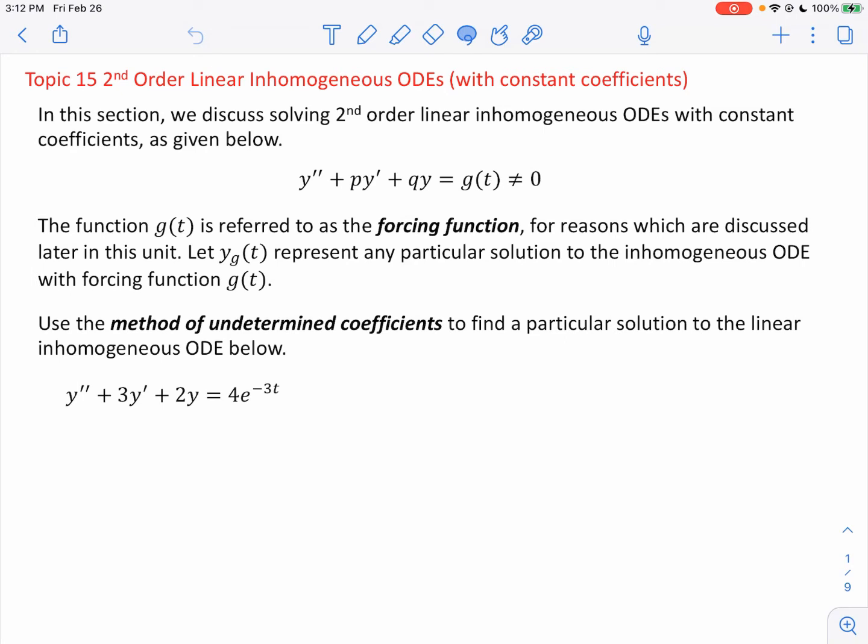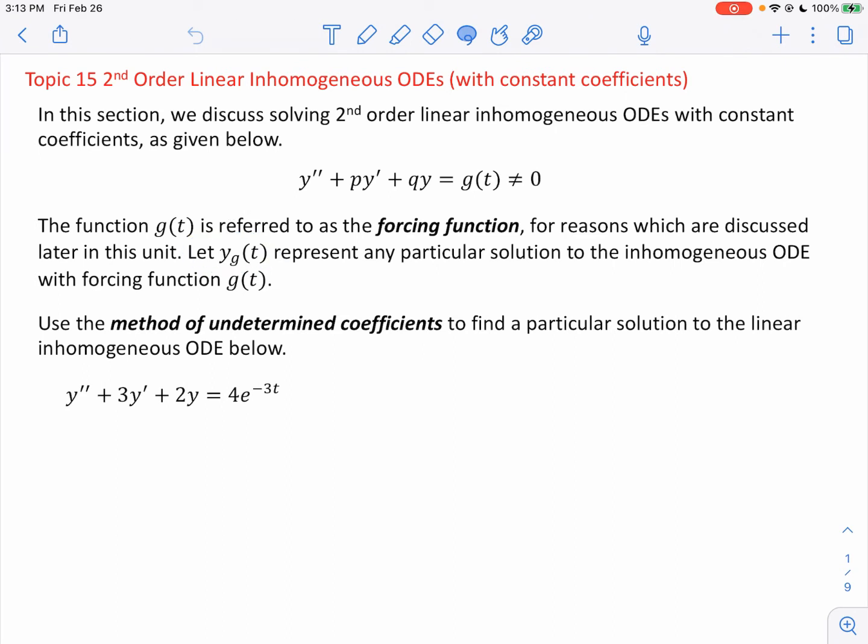The word particular solution, we've used general versus particular. A general solution has constants in it that are unresolved, that no matter what the value of the constant is, you're looking at a solution. A particular solution is a specific solution that meets certain conditions. So we're using the word particular here in that sense. So let y sub g be any particular solution to the inhomogeneous ODE with forcing function g of t.